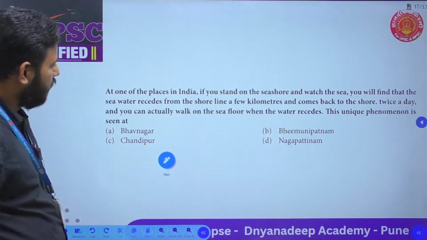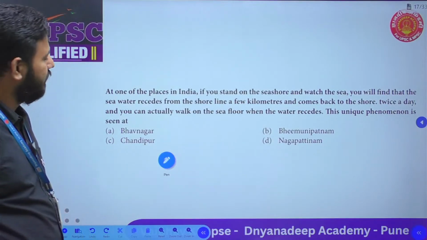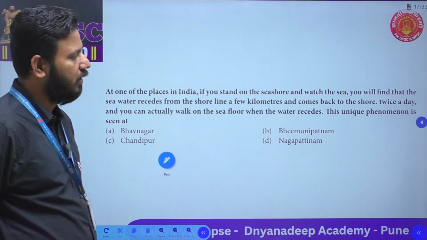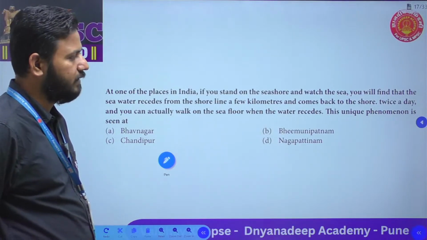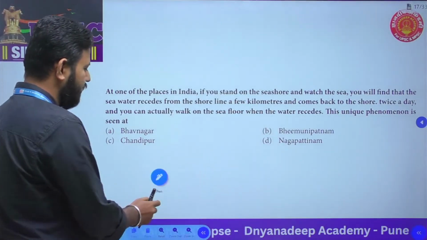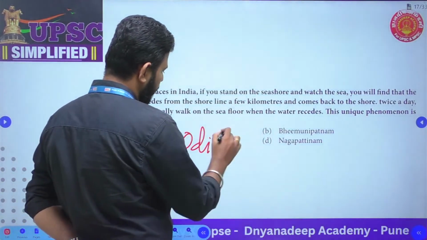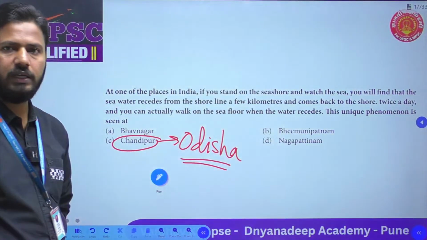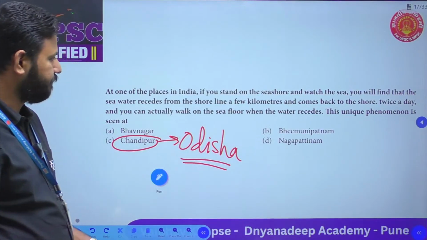Now, at one of the places in India, if you stand on the seashore and watch the sea, you'll find that the seawater recedes from the shoreline a few kilometers and comes back to the shore twice a day. And you can actually walk on the seafloor when the water recedes. This unique phenomenon is seen in Odisha at Chandipur beach. Again, if you're reading newspapers, you would know this. This is Chandipur in Odisha, on the eastern coast of India.